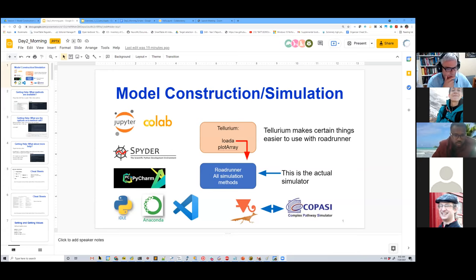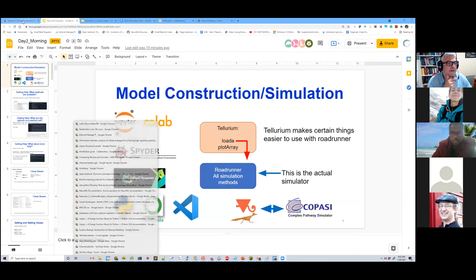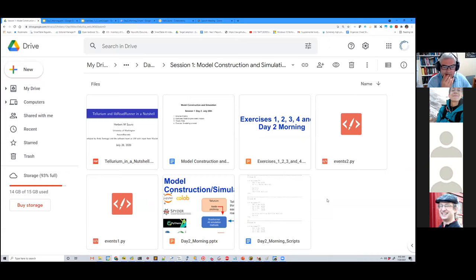So what I want to go over first is there's a slide. I'm in day two, session one, model construction simulation. Which piece are you seeing? Are you seeing Google Drive? We see Google Drive. Okay, Google Drive. Okay, good.